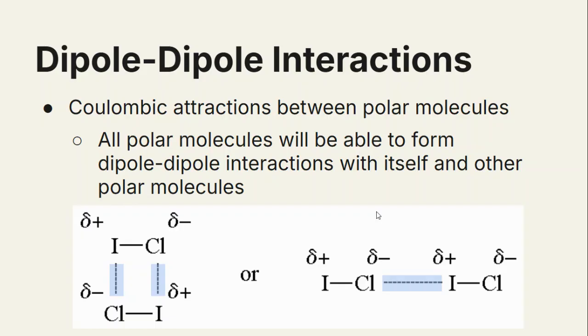So all polar molecules, doesn't matter how polar, as long as they are polar, will be able to form dipole-dipole interactions with itself. Like we see here, we have ICl, which is a polar molecule. It can form dipole-dipole interactions, which I've highlighted in blue, with itself. But if I also were to throw in another polar molecule like water, it could also form dipole-dipole interactions with the water.